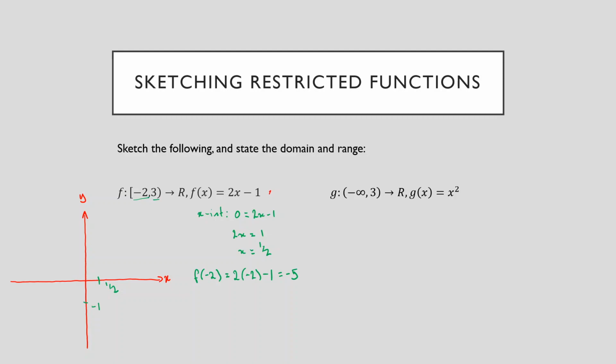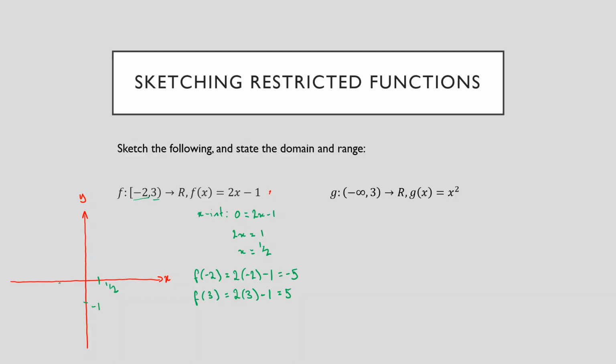Our right endpoint, well, we substitute 3 into that. You get f of 3 equals 2 times 3 minus 1. 2 times 3 is 6, minus 1 is 5. Okay, so there we go. Those are the coordinates of our endpoints, -2, -5, and 3, 5. Okay, so now all we've got to do is sketch our graph in between those endpoints.